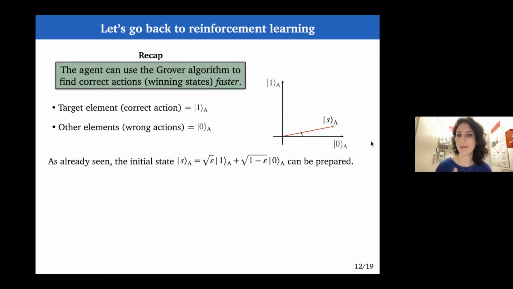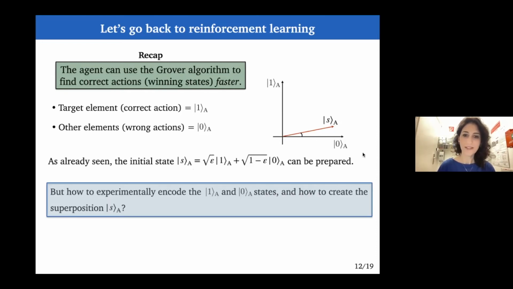Basically now our elements are the actions that we want to find. And what we can do, as I explained already, is prepare the initial state, which is a superposition of all the elements. You can see that as a superposition of the winning and the losing state. So you can prepare this superposition here, which corresponds to a certain vector in this plane. And now the idea is, how do we experimentally encode the states 1 and 0? Because we want to encode the 1 and 0 state, and we want to create this initial superposition, because then we want to apply the Grover search.